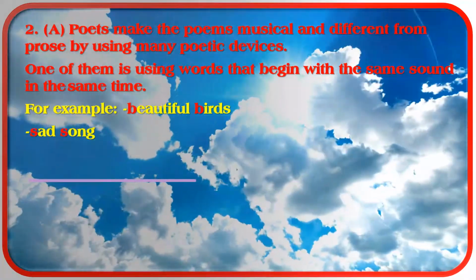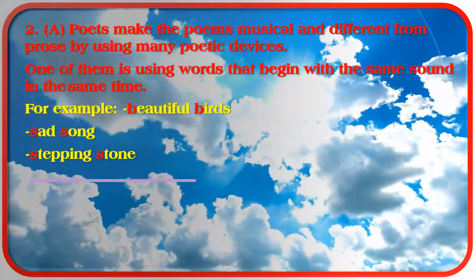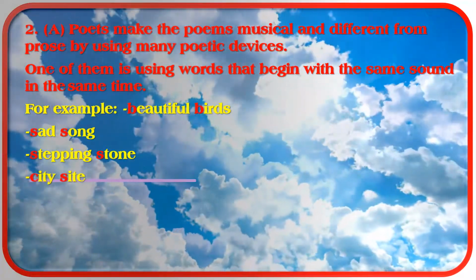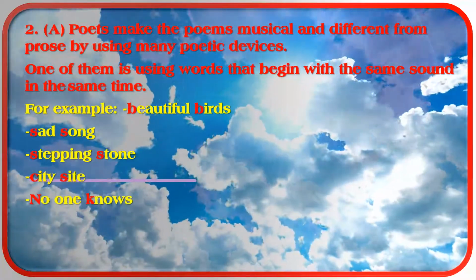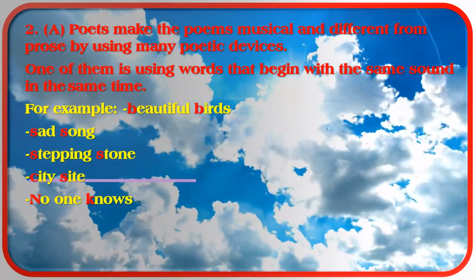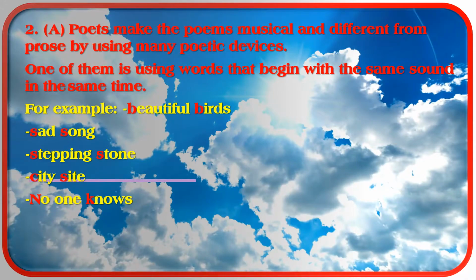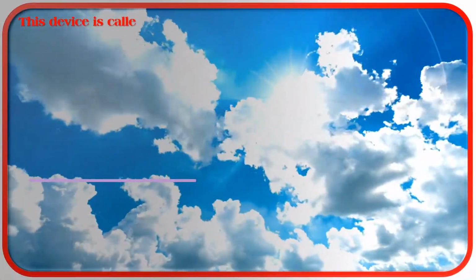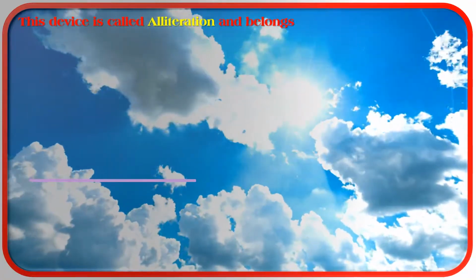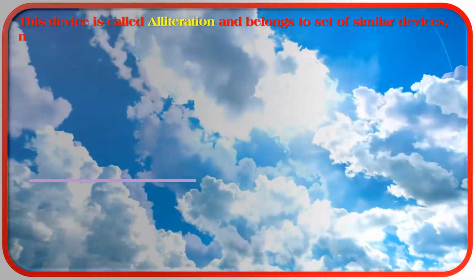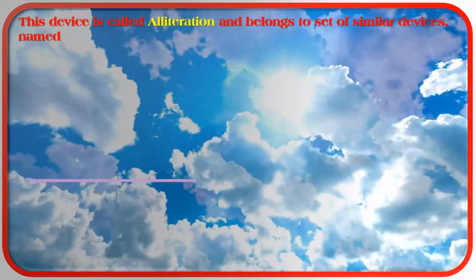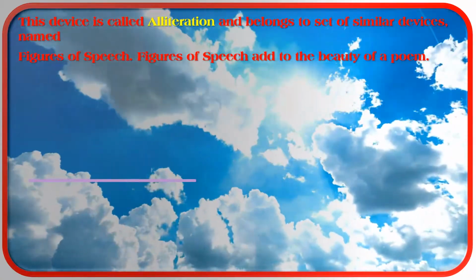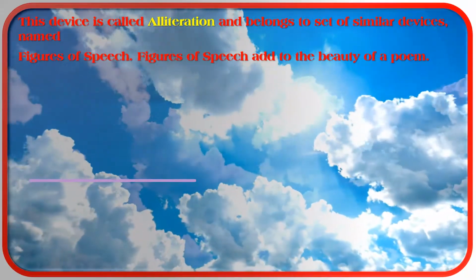Sad song, the sound of S. Stepping stone, the sound of S. City side, the sound of S again. No one knows, the sound of N. This device is called alliteration and belongs to a set of similar devices named figure of speech. Figure of speech add to the beauty of a poem.